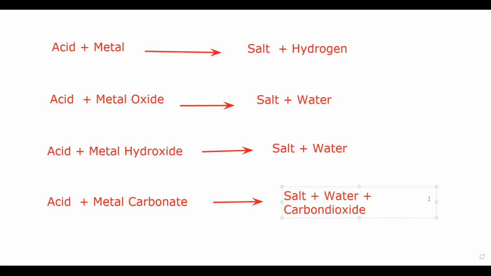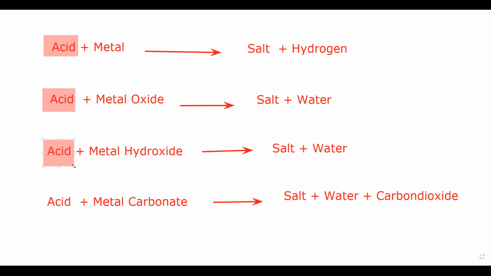So these are the characteristic properties of acid. Whenever any acid is mixed with metal, it will give salt and hydrogen. When any acid is mixed with metal oxide, it will give salt and water. Acid mixed with metal hydroxide will give salt and water as well. And acid reacting with metal carbonate will result in a formation of salt, water, and carbon dioxide. So whenever acid reacts, it will lead to one of these products depending on what we add: metal, metal oxide, metal carbonate, or metal hydroxide.